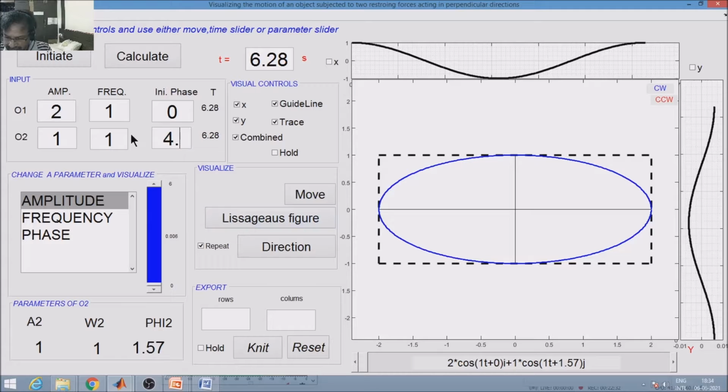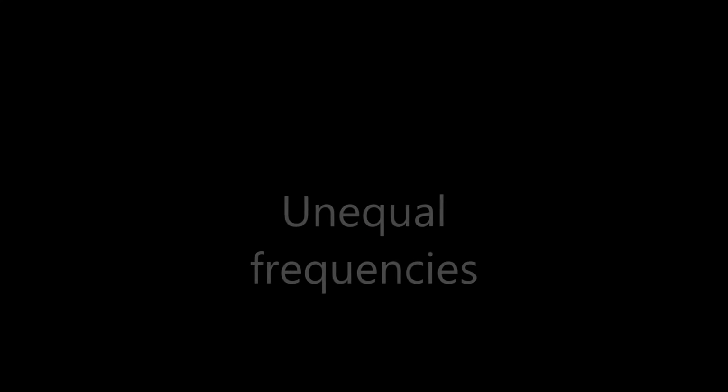Let's see at 3 pi by 2. It's a red ellipse, that is, the rotation will be anti-clockwise.